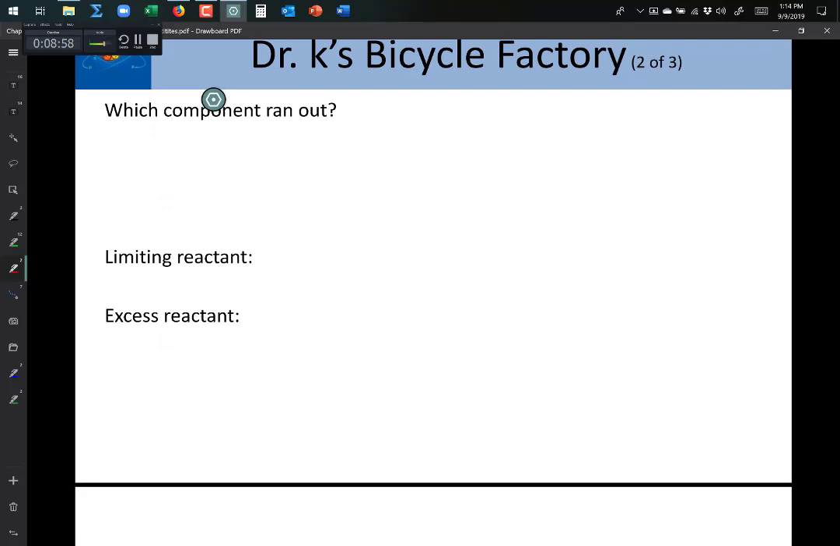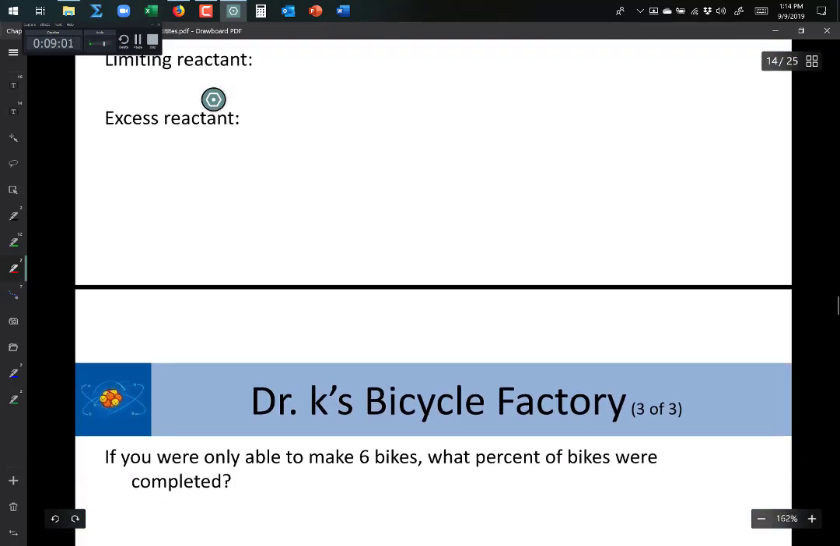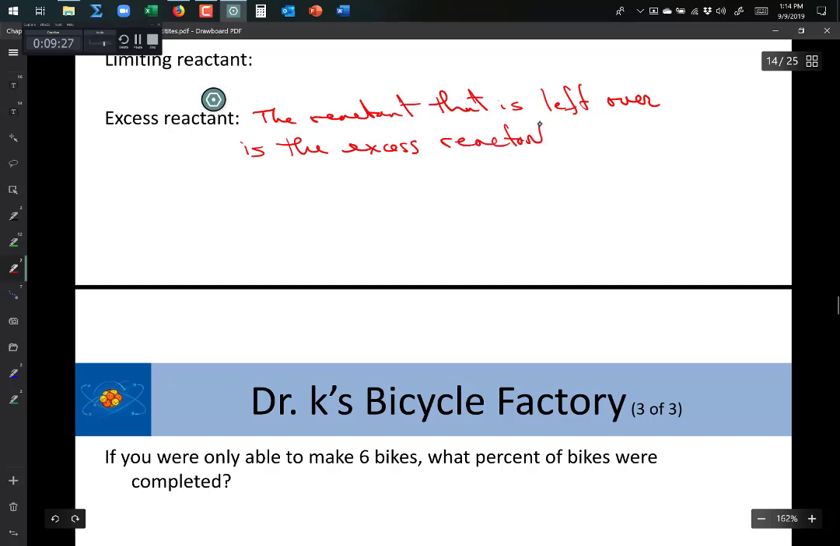Now, I'm not going to define all these things again, but the excess reactant is the one that's left over. The reactant that is left over, I'll explain that in a second, is the excess reactant. For my bicycle factory, what was the excess reactant? The frames. What happened to the wheels? They all got used up.